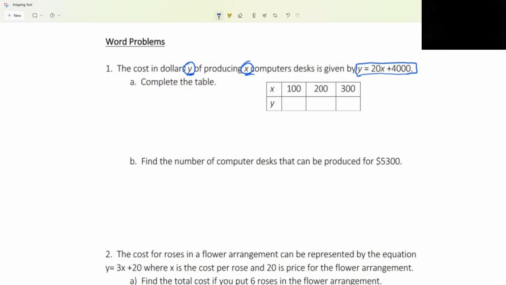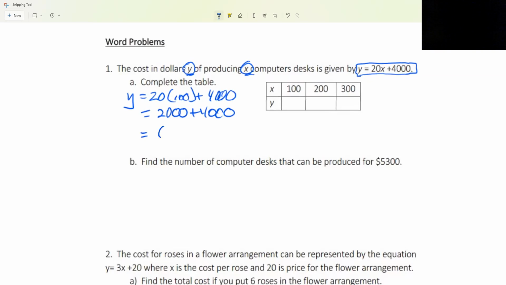Okay, so they want you to plug in 100 into this. They say complete the table, so all we're doing is plugging in values for x. So we say y is equal to 20 times 100 plus 4,000. That's going to give you 2,000 plus 4,000, and you get 6,000. When you plug 200 in, you're going to get 8,000. When you plug 300 in, you're going to get 10,000. So not a big deal.